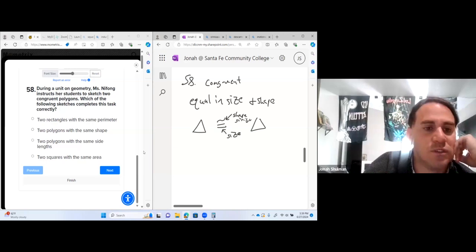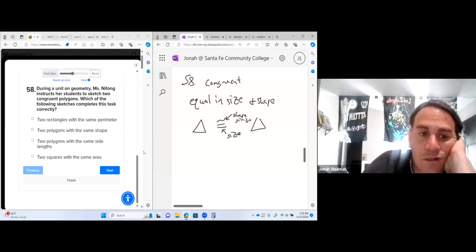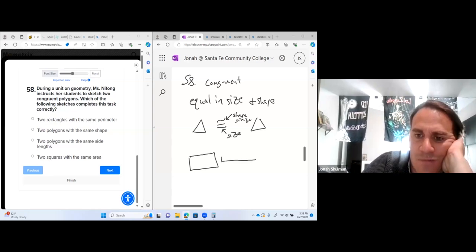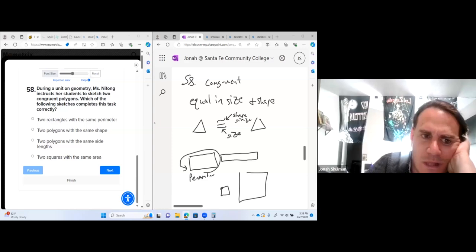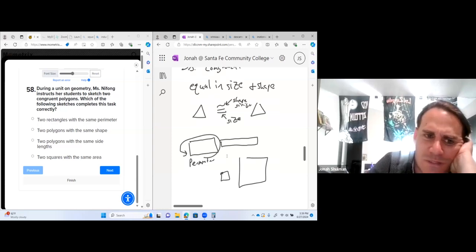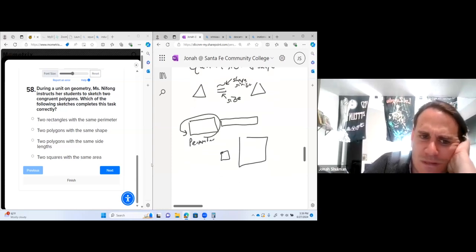So 2 rectangles with the same perimeter don't have to be congruent, because I could be like this and I could be like this. They have the same perimeter, the same distance all the way around. That's what perimeter means, but they're not the same shape. 2 polygons with the same shape? Well, you can be the same shape, but you can be different sizes. So it's not B.